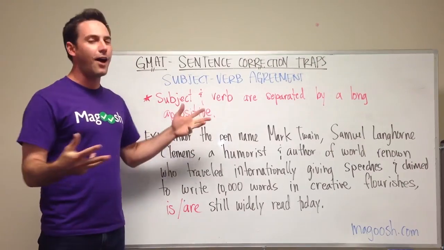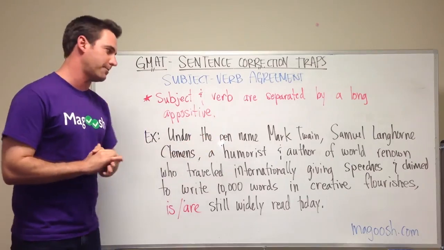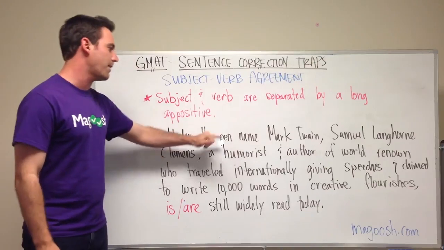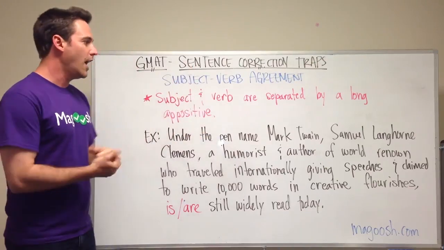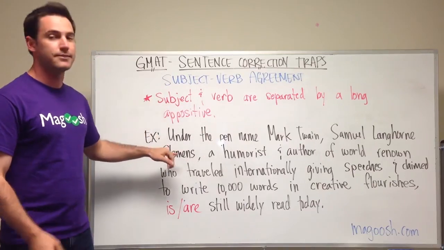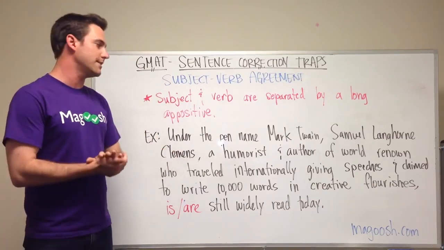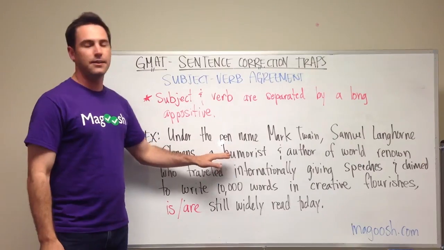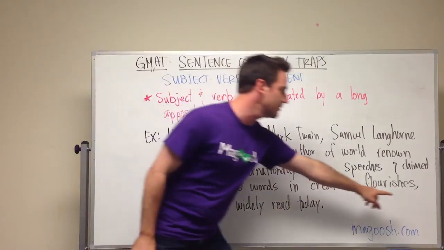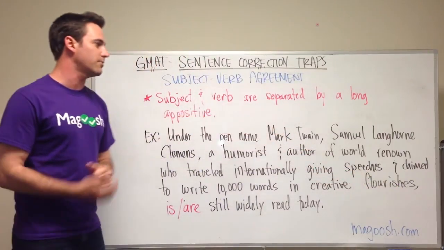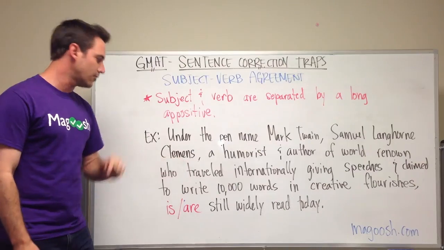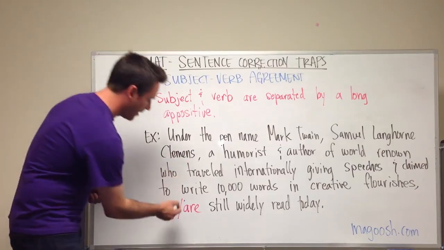So there's a whole lot in this sentence that we don't have to pay attention to. We have this introductory phrase here, under the pen name Mark Twain, which we can ignore. And the main subject of the sentence is Samuel Langhorne Clemens. And so really, it helps to read this sentence without reading this phrase. The phrase here starts with this comma, and it ends with this comma. So we can just read the sentence, Samuel Langhorne Clemens is still widely read today.